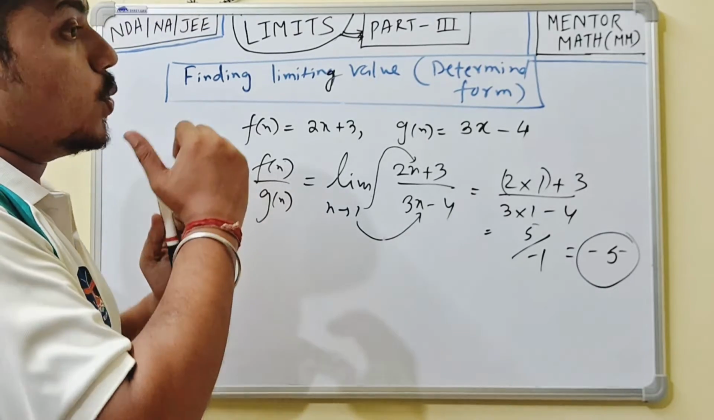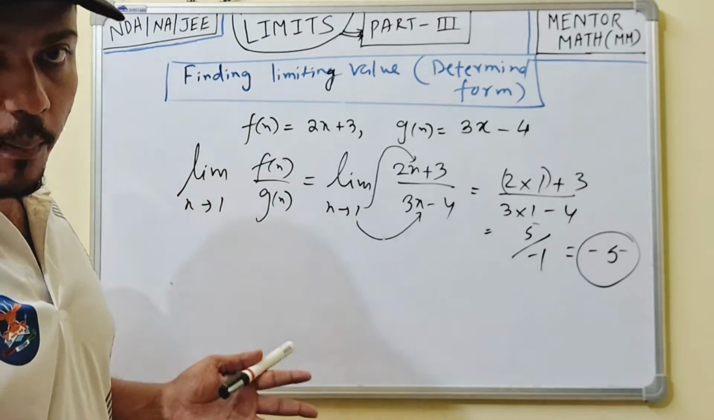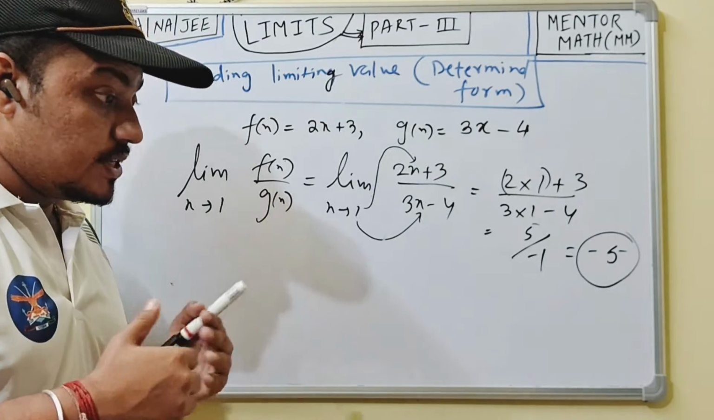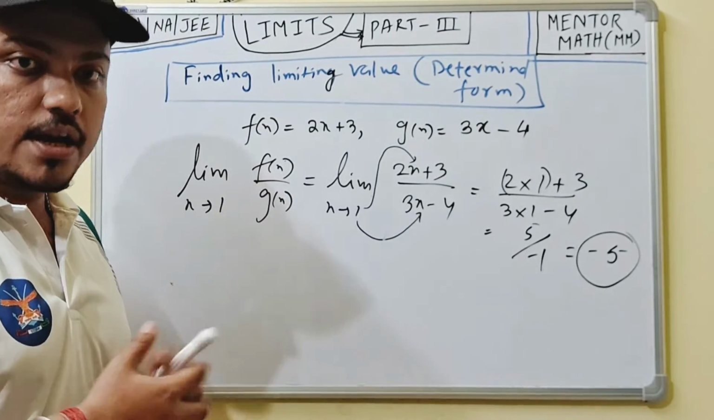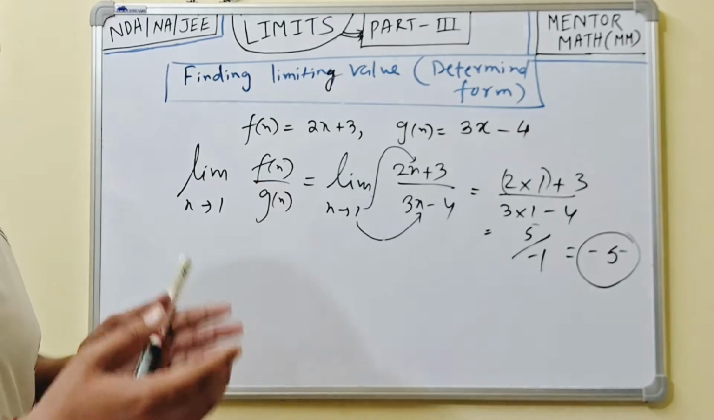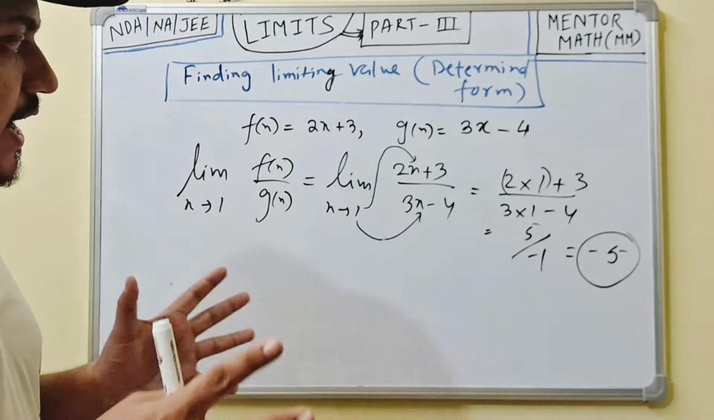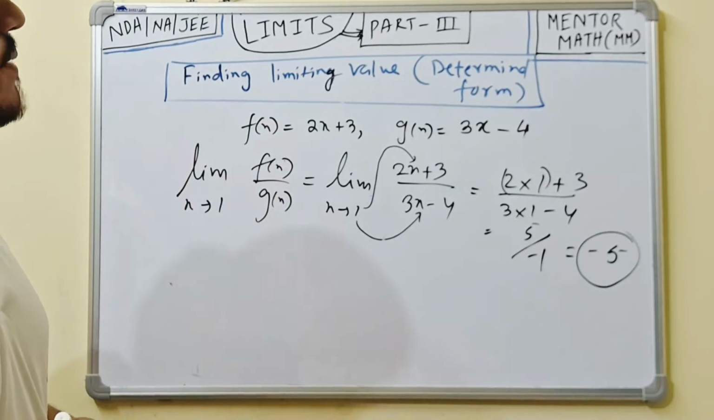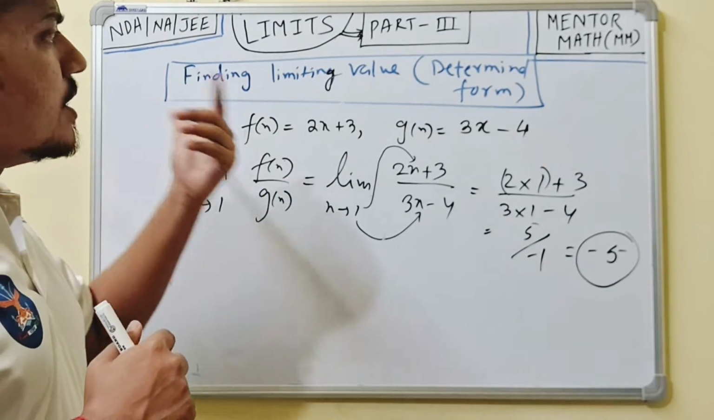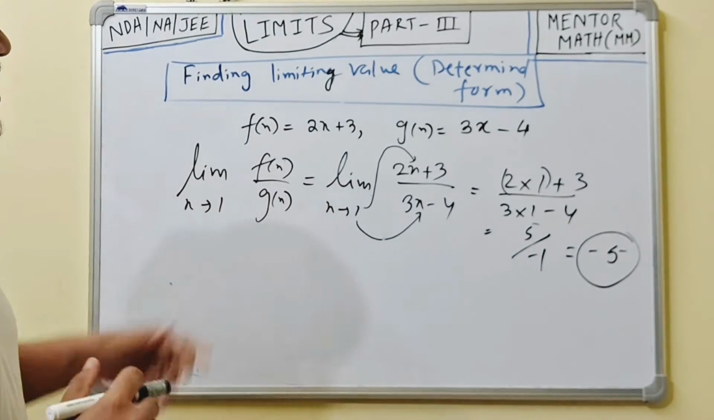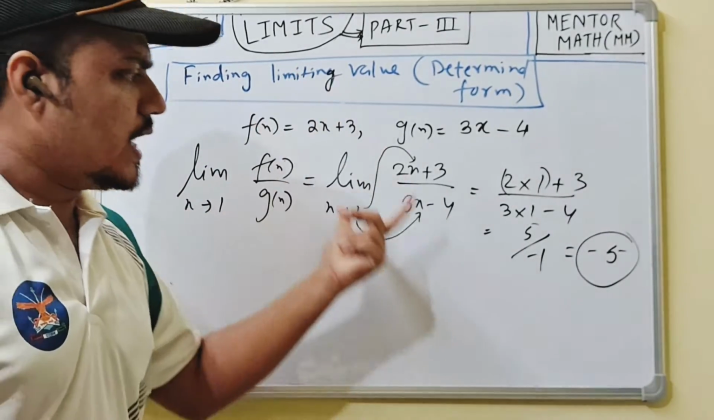If the denominator goes to 0, that means it is an indeterminate form. In the last class I already discussed that there are basically 7 indeterminate forms: 0 by 0 form, infinity by infinity form, infinity into infinity form, and so on. Here it is clearly a determinate form, and in a determinate form you can easily find the limiting value. Just substitute the value of x and you get the answer.